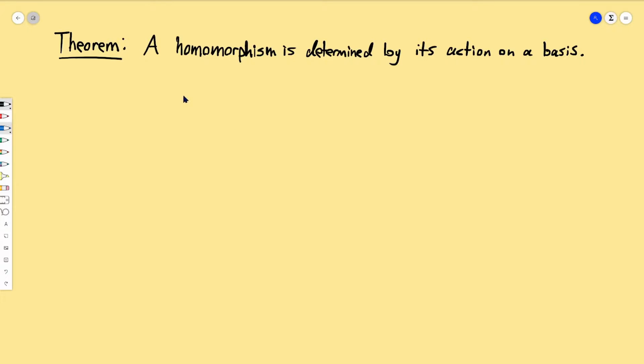So here's a fact, a theorem actually. A homomorphism, or a linear map, is determined by its action on a basis. So if I have a homomorphism H that goes from V, the domain, to W, the codomain, and I have a basis for V called B, which is the set of vectors B1 to Bn, and I know where these basis vectors are mapped to from V to W, then I know what the entire action of the homomorphism is. That is, I know what it does to every vector in V.